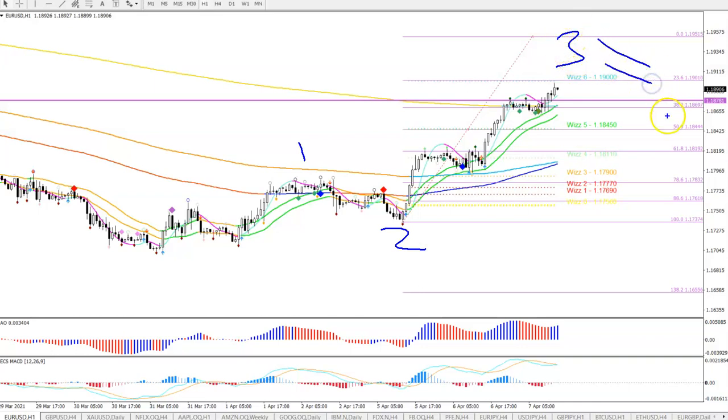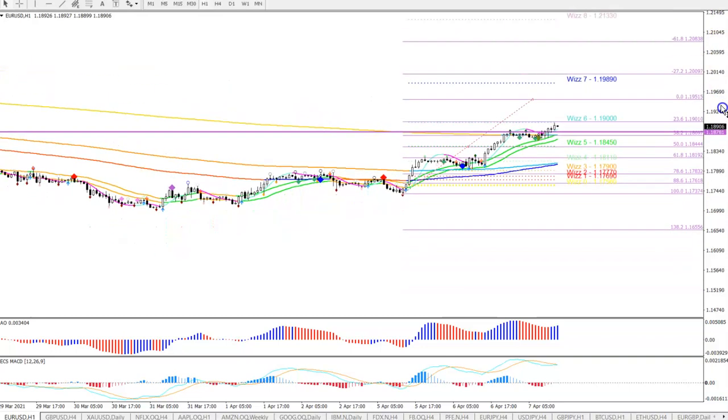We could see a wave 4. The wave 4 could go back all the way to the 23.6 fib, probably the 38.2 fib at 118.70, and bounce back up and complete one more upside to 120. And complete that 5 wave up at 120, 120.30, or maybe even 120.80.